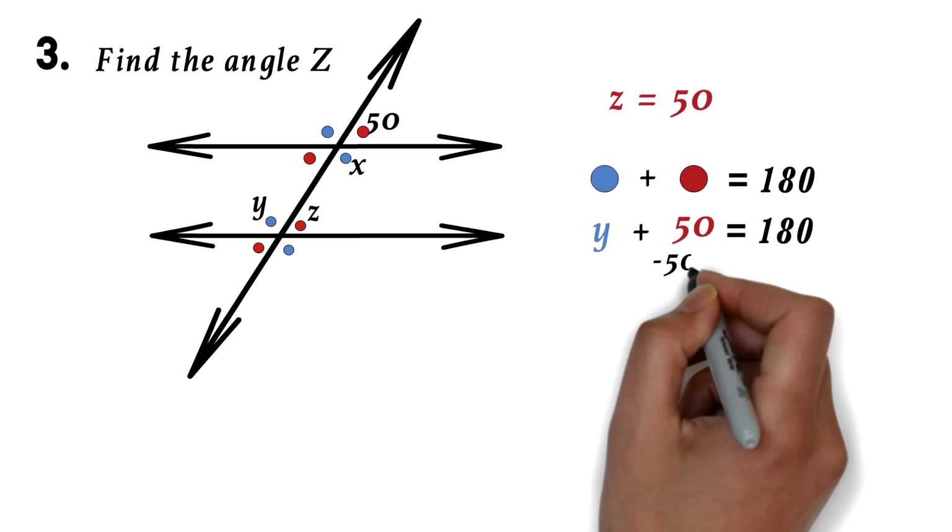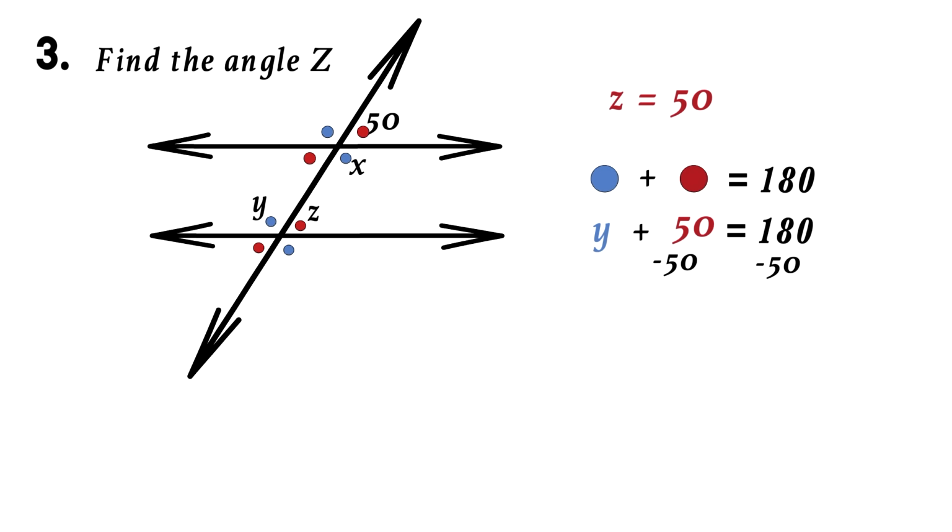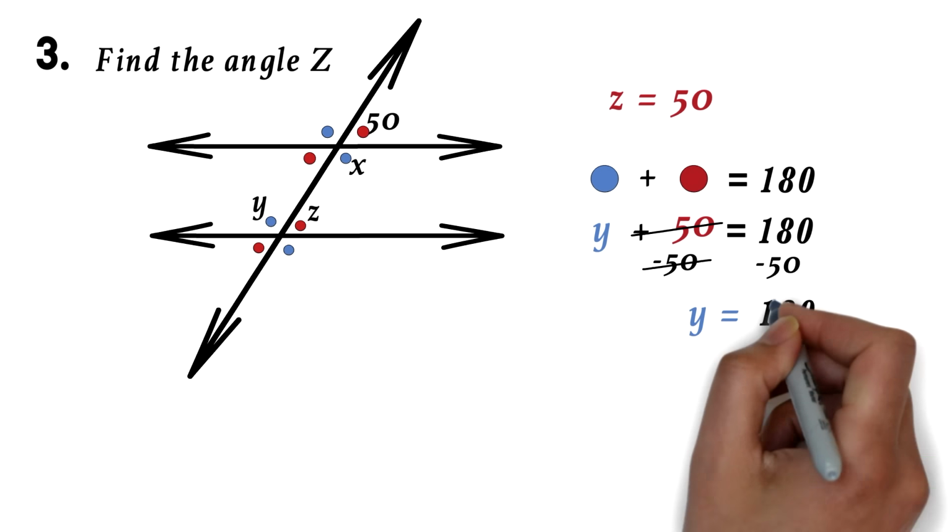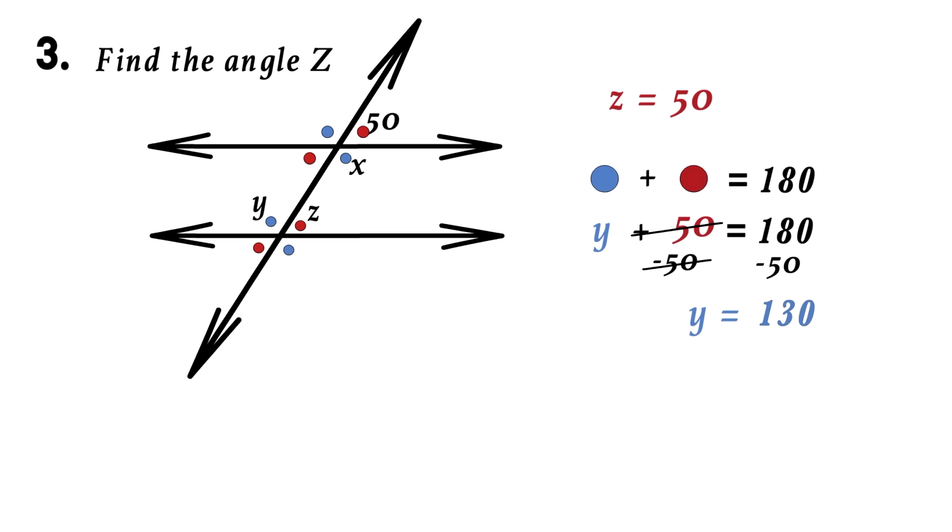Since the 50 is adding, we will subtract 50 from both sides. These will cancel out. 180 minus 50 will be 130. Therefore, angle y will be 130 degrees. All the angles with blue dots will be 130 degrees. Let's look at our next question.